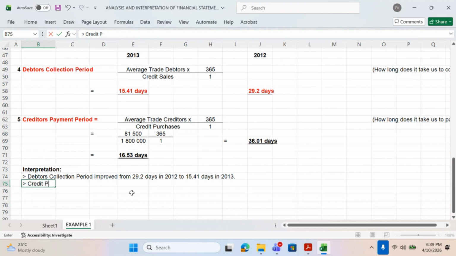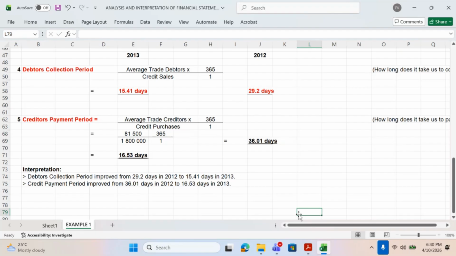So creditors payment period improved from 36.01 days in 2012 to 16.53, right? 16.53 days in 2013. Okay.